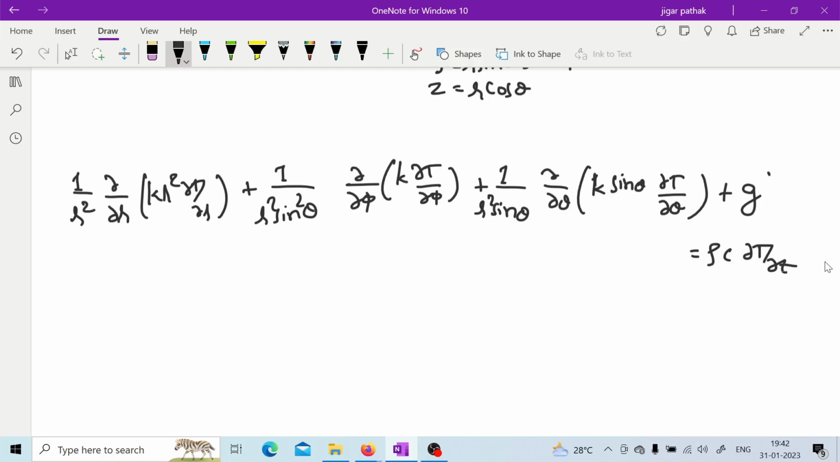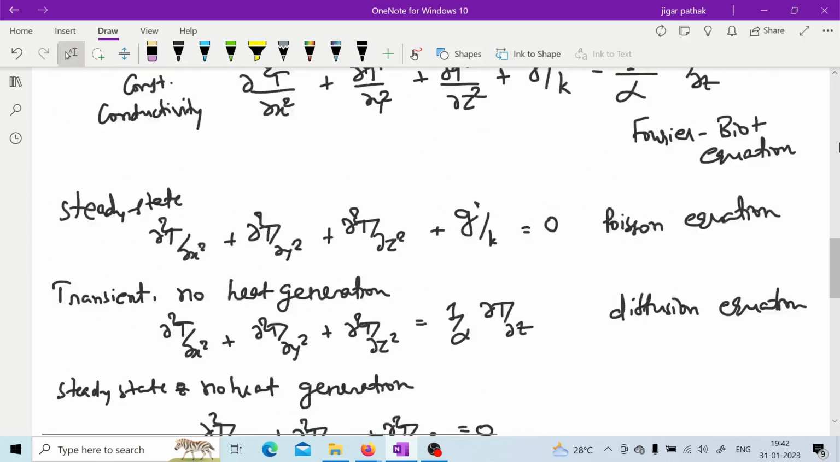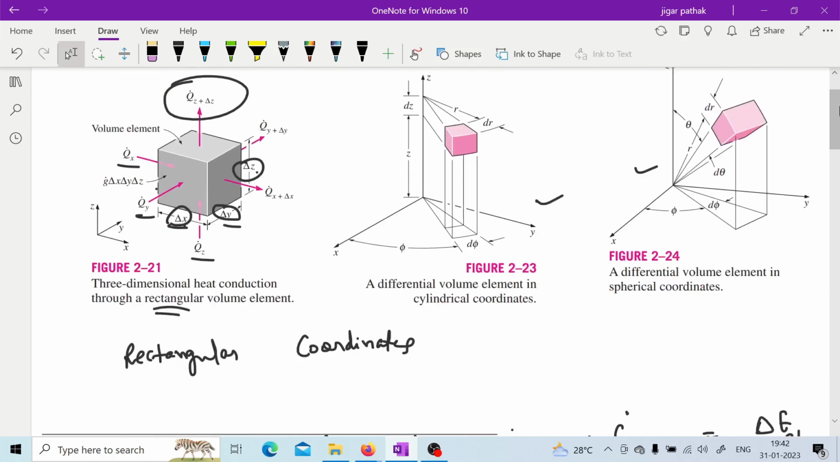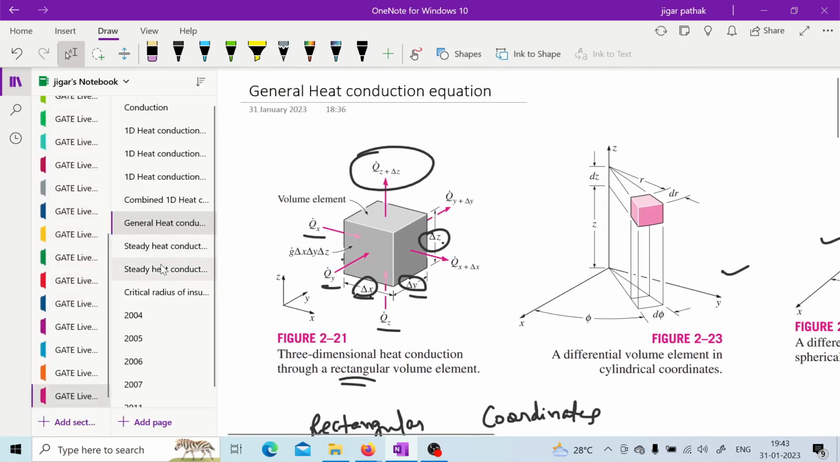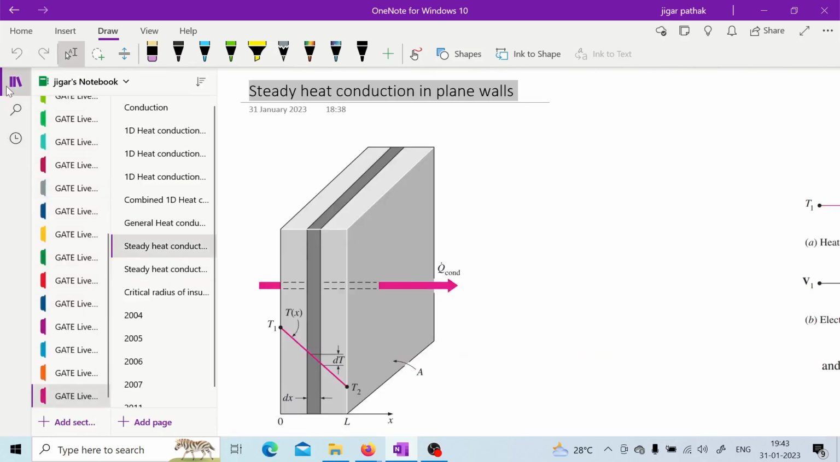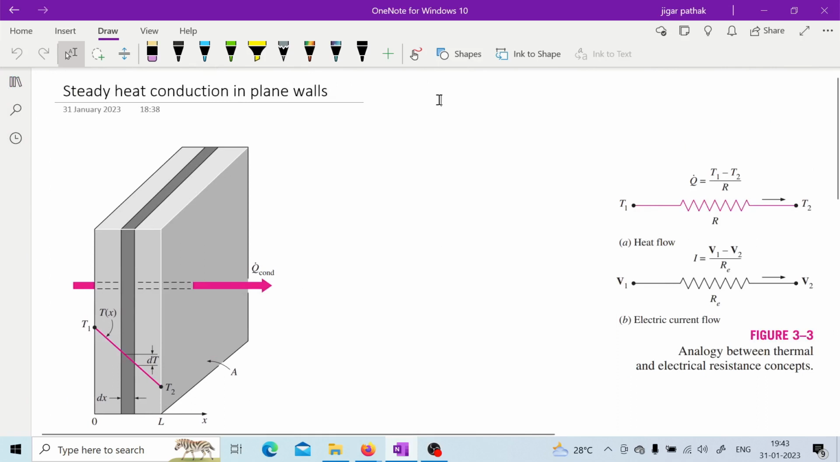Right, so this is how you can have your heat transfer or heat conduction equation for all three directions in these different coordinate systems. So once you have an idea about this, then you can go for steady heat conduction for plane walls.